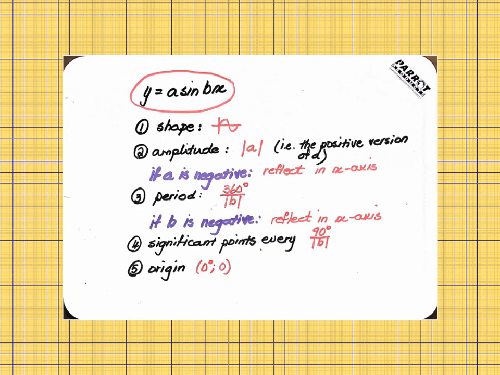I just want to point out that if you had the curve of the function y is equal to minus sine minus x, you would reflect in the x-axis for that negative, and then you would reflect again for that negative, and you would land up where you started. So 2 reflections in the x-axis and you're back where you started.